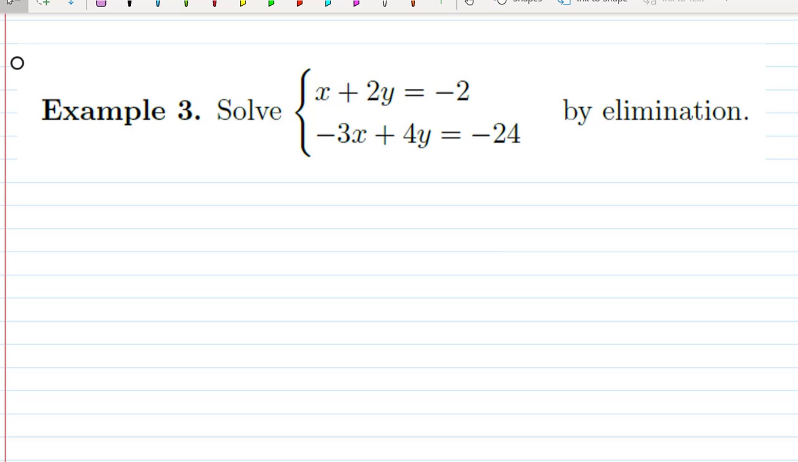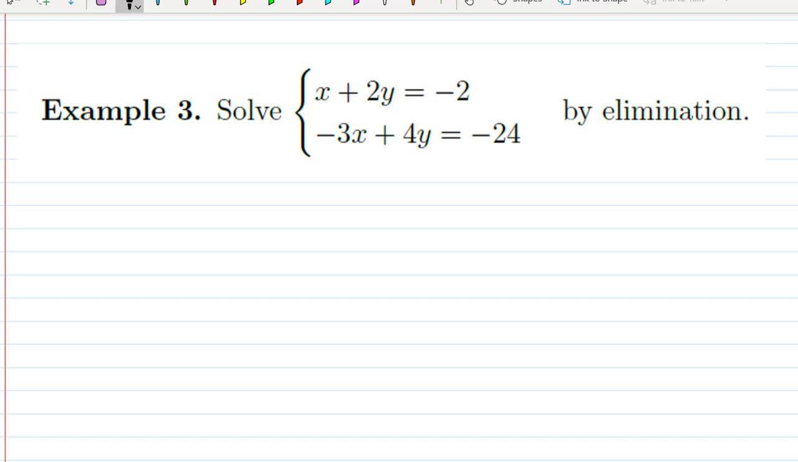Elimination works based on the premise that we can add the same thing to both sides of the equation. What that means is that if we line equations up at the equal sign, since negative 3x plus 4y is the same as negative 24, I could add negative 3x plus 4y to one side and negative 24 to the other side because they're the same, and then add those together and get a new equation.